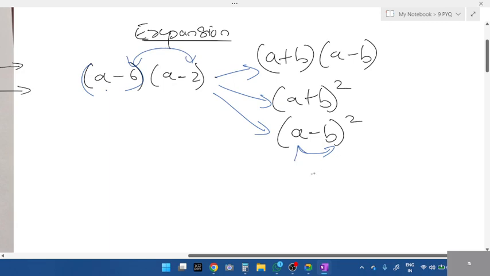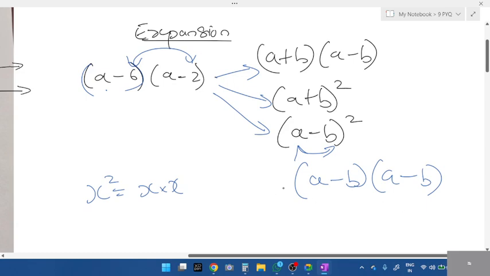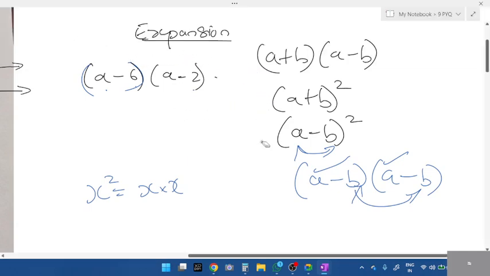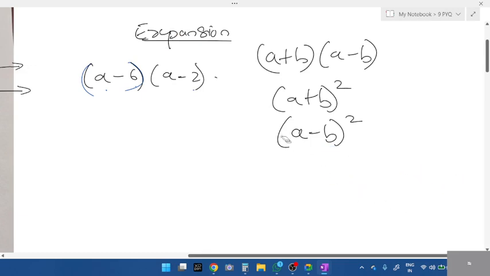No. See, A minus B the whole square. What is x square, students? How many times x is multiplied? Same way, A minus B the whole square means how many times? So as Bhargavi told, if you want to use this, A is same. What about B? Is B same here? 6 and 2? No, it's not same. What about the first one? Can we use A plus B into A minus B? No, we can't use the first one.